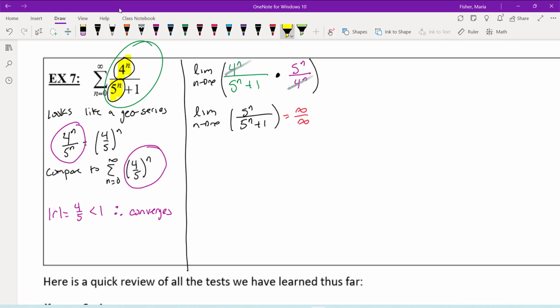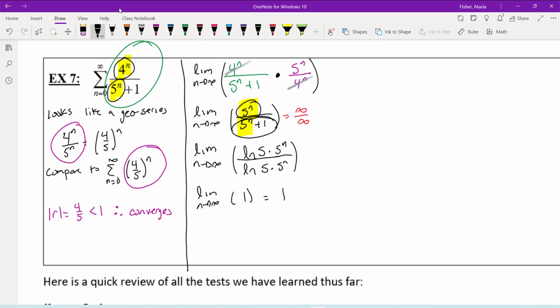And we can do the same thing that we did in the last one. We can just look at leading term over leading term, or we can continue to use L'Hopital's rule. If we were to use L'Hopital's rule, we'd get the limit as n goes to infinity of the derivative of the numerator, natural log of 5 times 5 to the n, over the derivative of the denominator, natural log of 5 times 5 to the n. Those would cancel. We'd end up with 1, and the limit as n goes to infinity of 1 is 1. 1 is a finite positive number. Therefore, by the limit comparison test, our series converges.